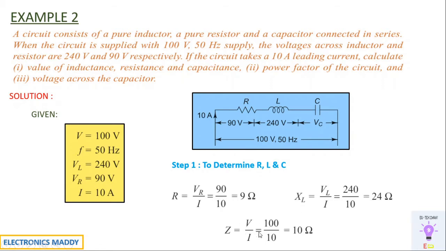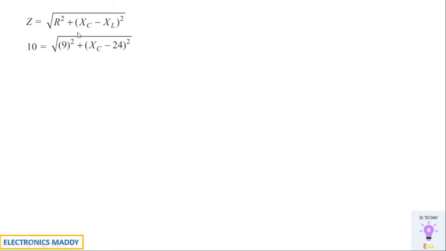So Z is given as V by I. Supply voltage is 100 and current flowing is 10 amps, so we'll be getting 10 ohms. So we know for a series RLC circuit, the impedance offered is Z is equal to square root of R square plus (XC minus XL) square. So we will be substituting the value of Z, R square, and XL value. Once we have substituted that, we'll be simplifying it. You will be getting the value of XC, that is equal to 28.36 ohms. So we have the value of R, we have the value of XL, we have the value of XC.